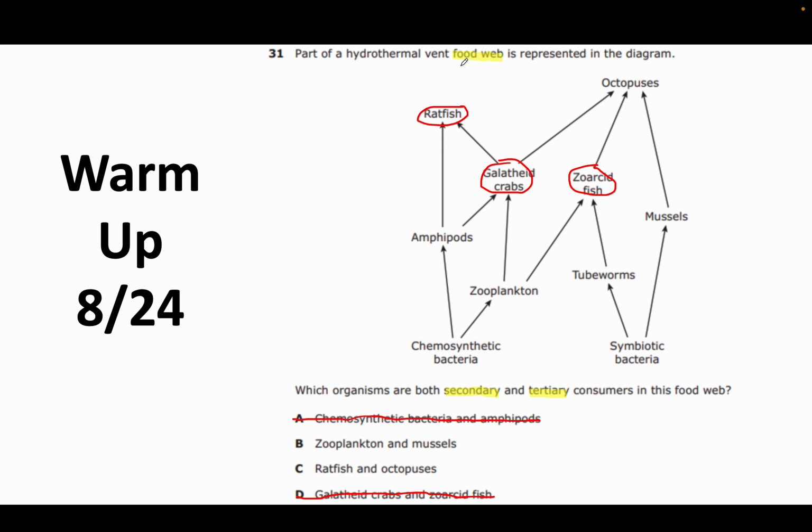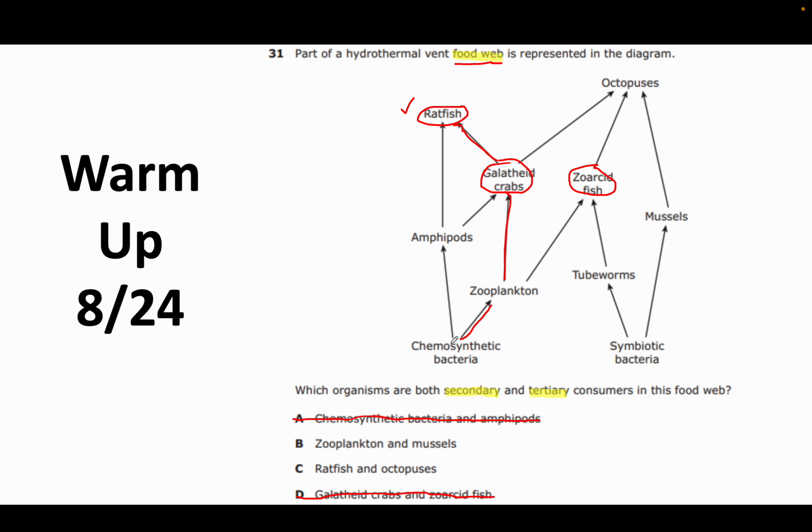Now remember, a food web consists of multiple interlinking food chains. So if I'm starting from down here, I have my producer, I go to my zooplankton, I have my primary consumer, and then I go to my crabs, I have my secondary consumer. In this food chain right here, the ratfish acts as a tertiary consumer, so I'll put a check. It's a tertiary consumer in this aspect. So I'll trace it, going from the bacteria to the crab to the ratfish. Right there I have a tertiary consumer.